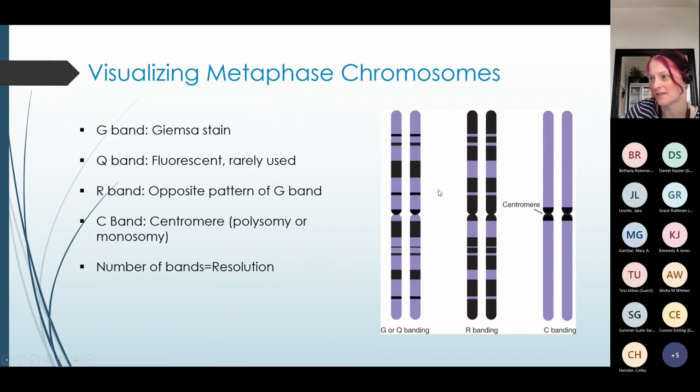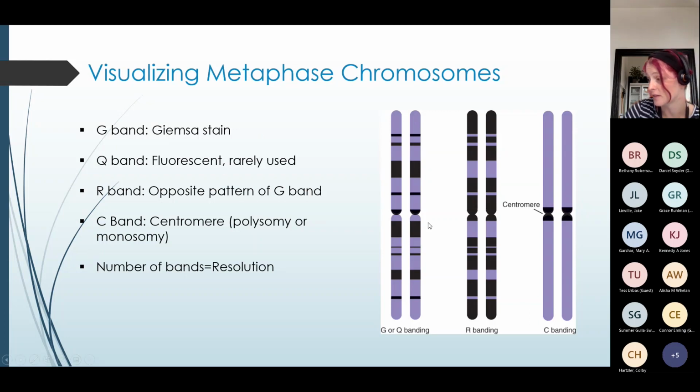Okay, so how do we visualize these bands? We use a lot of different staining to visualize them. Most of the time, the most common one is the G band. We use a Giemsa stain, but you can do Q band, which is fluorescent. We don't really use that.